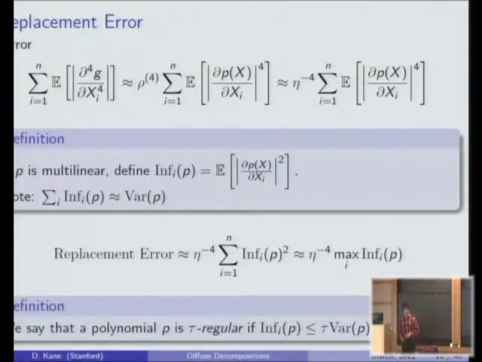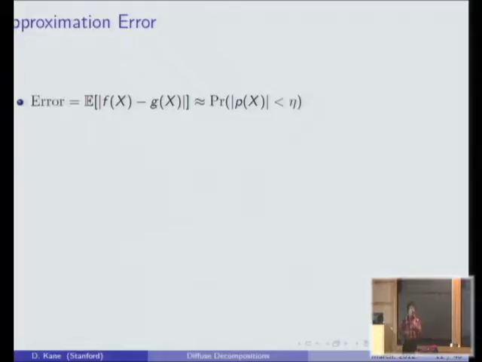So what we're going to do is make a definition. We're going to say that a polynomial is tau regular if all of the influences are less than tau times the variance, for all i. And this is, of course, with our variance normalized to 1, just the maximum of the influences. Okay, so that was the replacement error, and now I need to look at the approximation error.